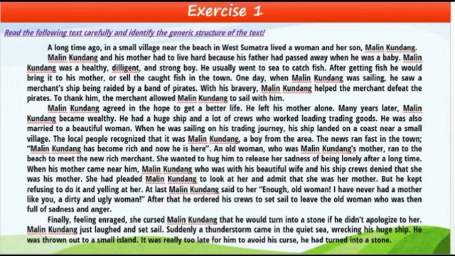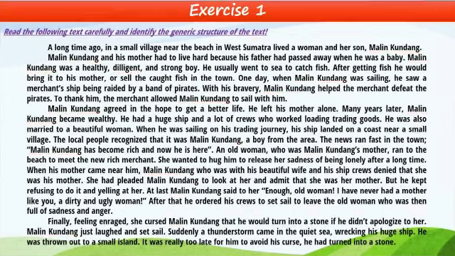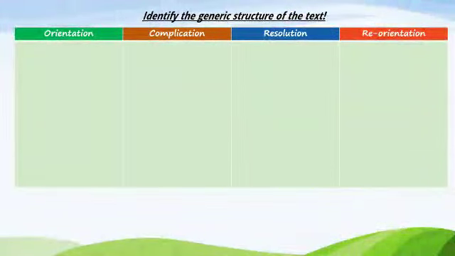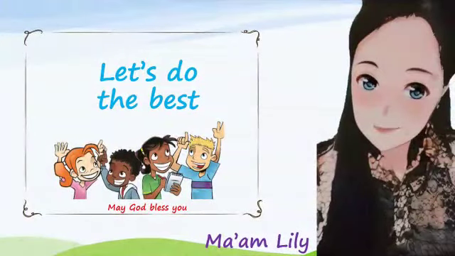Read the following text carefully and identify the generic structure of the text. Baca teks berikut ini secara baik atau dengan seksama, dan kemudian identifikasi struktur umum dari teks ini. Okay? Do you get it? Kalian paham? That's good. You can work in groups. Kalian boleh kerja dalam kelompok. Good luck. Semoga sukses.